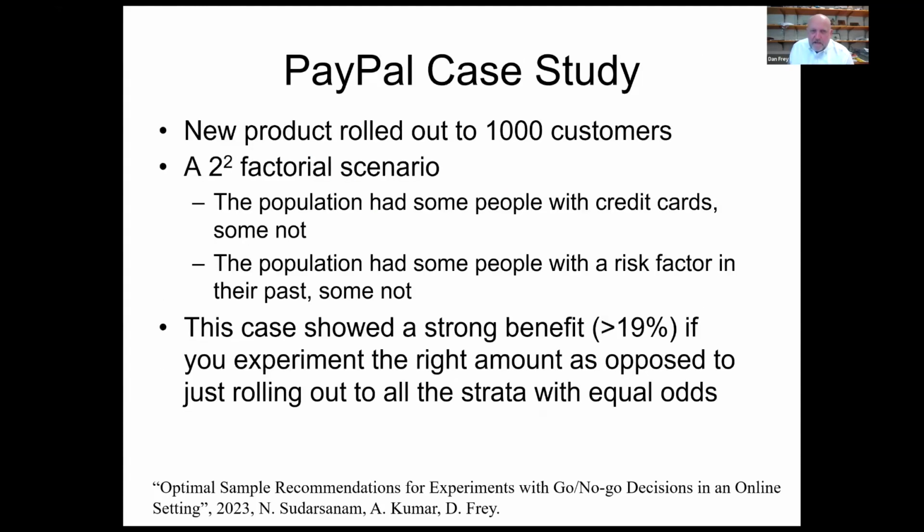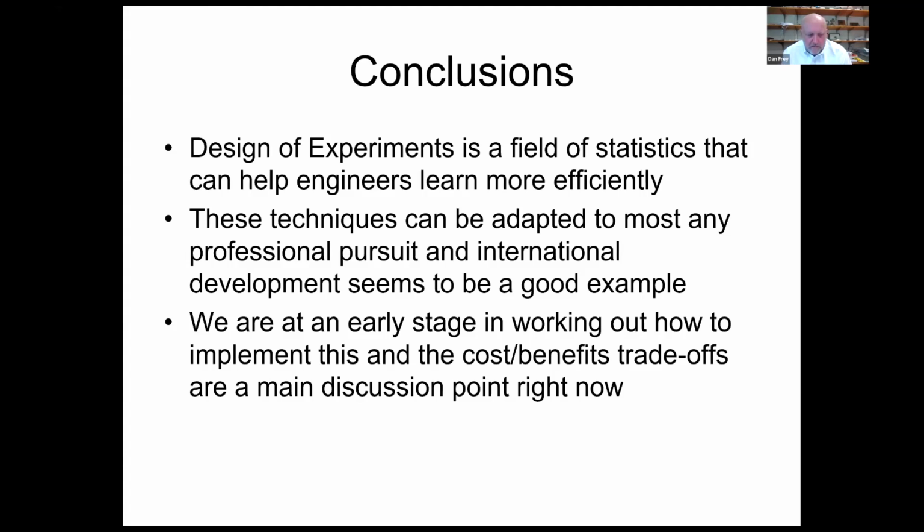And we ran this on a PayPal case study. We had partners in the company named PayPal, and they were about to launch a new product in Australia. They knew they were going to roll it out to just 1,000 customers. And we called it a 2 to the 2 factorial scenario. There were some people that already had credit cards, some did not. Some people had this one particular risk factor, and some did not. So there were 4 different combinations. And we used their data to run a sort of thought experiment. And we were able to show that you would improve the profitability of the new launch by about 19% if you did the right amount of experiments. So we thought we were able to show something in a quite practical light.